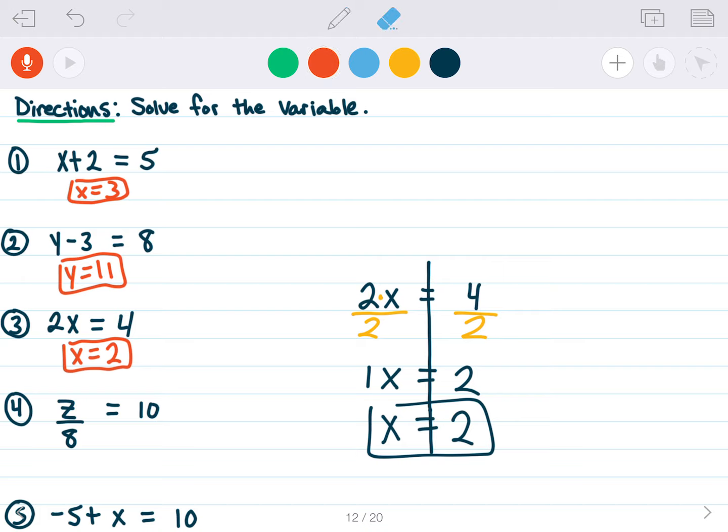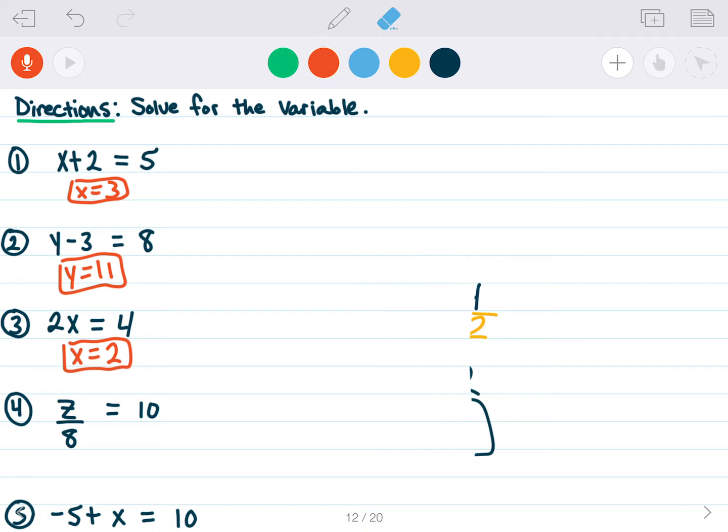Okay, let's look at the next one. Z divided by 8. So a number z divided by 8 is equal to 10. What's the magic number? I'm going to draw my line through the equal sign. And what's happening on the side with the variable is division by 8. So how do I undo division by 8? I need to do the opposite of dividing by 8, which is multiplying by 8, right? On both sides, because I want to keep it balanced.